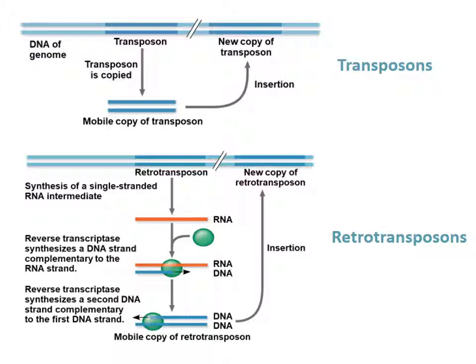So here's just a picture of a transposon being copied to a new location, or a retrotransposon, which requires an RNA piece, and then reverse transcription to make a piece of DNA, and then you have 2 DNA pieces created and inserted into the genome. So that's a retrotransposon.